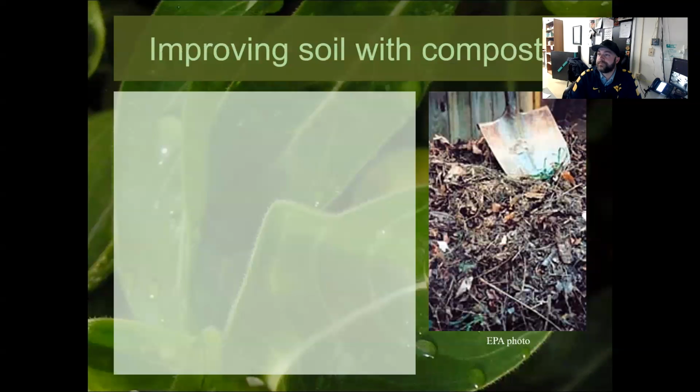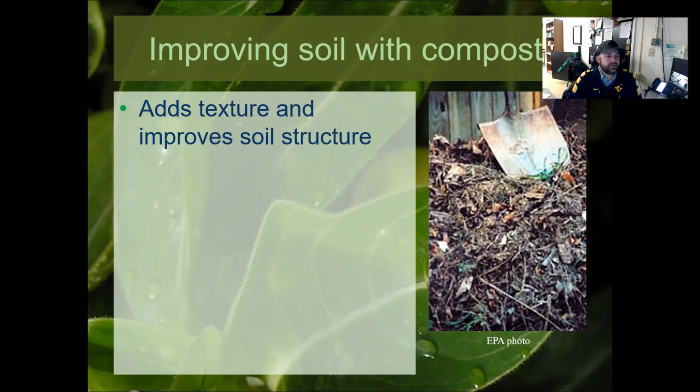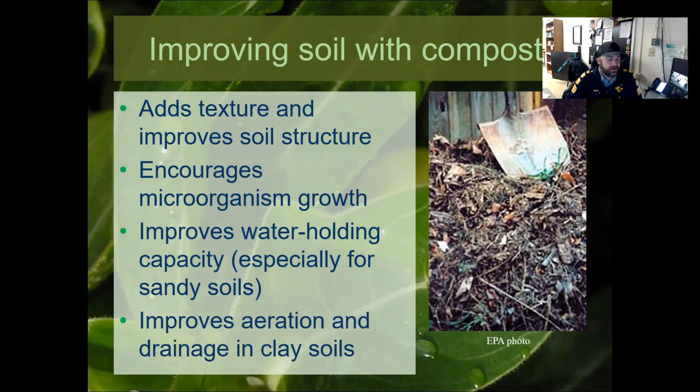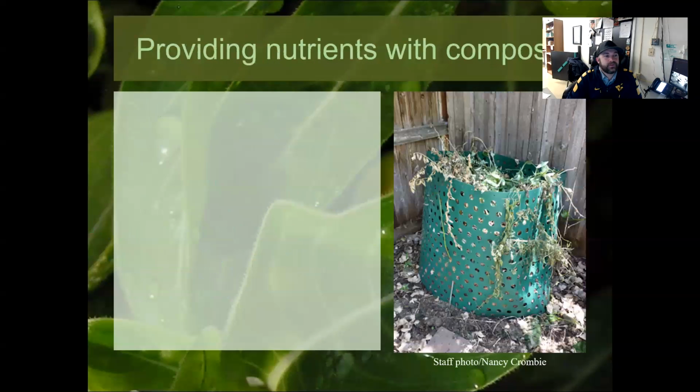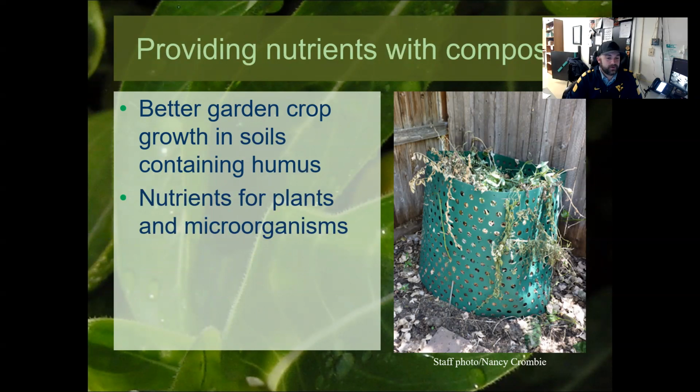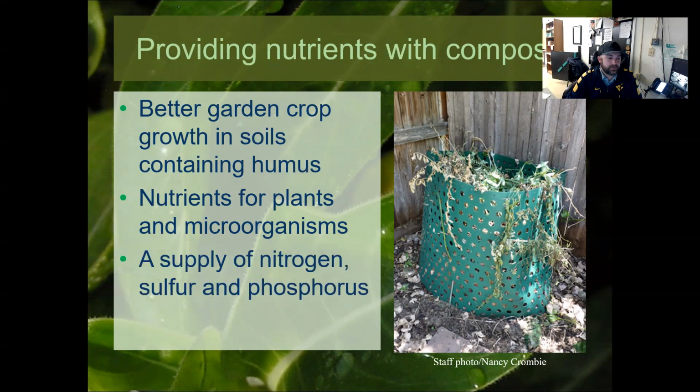So improving soil with compost adds texture and improves soil structure, encourages microorganism growth, improves water holding capacity, especially for sandy soils, and improves aeration and drainage in clay soils. Now, providing nutrients: compost, better garden crop growth in soils containing humus, nutrients for plants and microorganisms, and a supply of nitrogen, sulfur, and phosphorus.